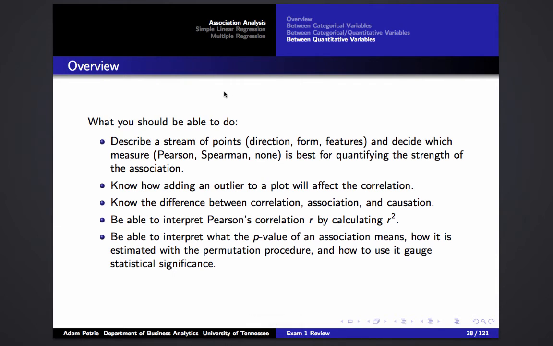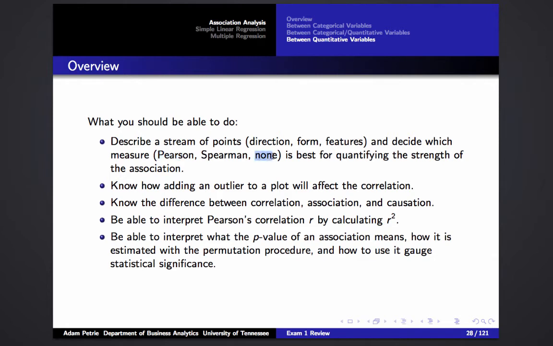All right, and the last case is how do we analyze the association when both variables are numerical quantitative variables? What do you need to be able to do? Well, given a scatter plot, you need to be able to talk intelligently about it. Describe that stream of points. Tell me about its direction, form, and any unusual features you might see. And since we do want to do an analysis of an association, we've talked about two ways of measuring the strength of that association: Spearman's rank correlation, or Pearson's correlation R.